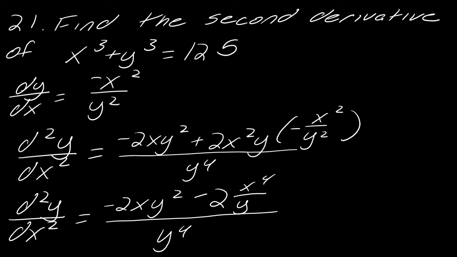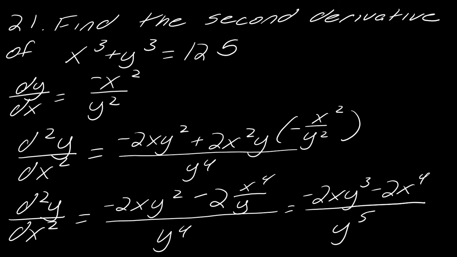And if you wanted to simplify this a step farther, you could multiply everything by y so that you get rid of this y in the denominator. So if I multiplied both the top and bottom by y, then I would get negative 2xy cubed minus 2x to the fourth over y to the fifth. So that would be one step farther you could take it. And this would be your second derivative.